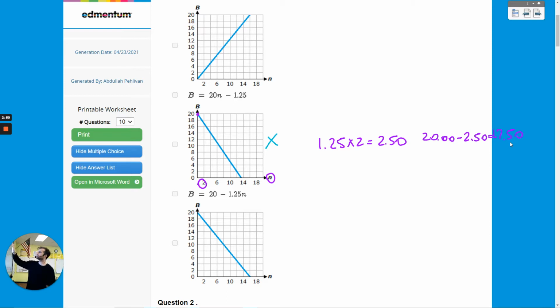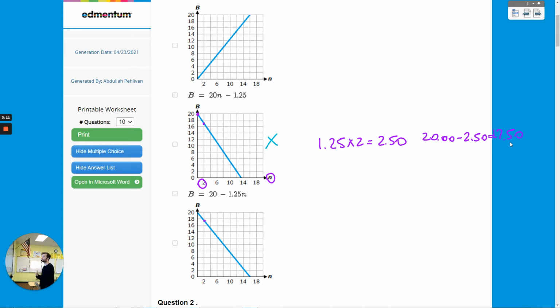I'm not sure if this right here is exactly 17.50. I am assuming it is, but we cannot just pick an answer based on assumptions. This right here as well, I'm not sure if that is 17.15. I don't think it is. Probably the second one is the only right answer.